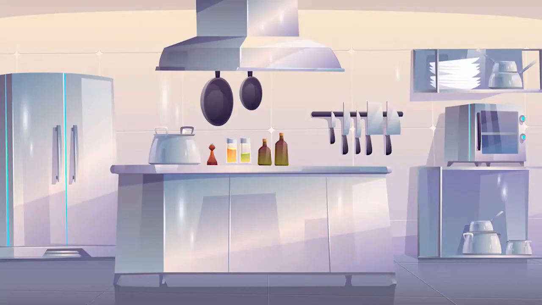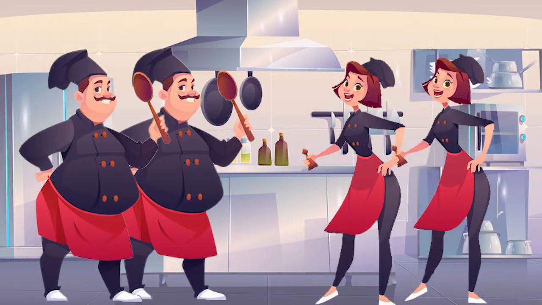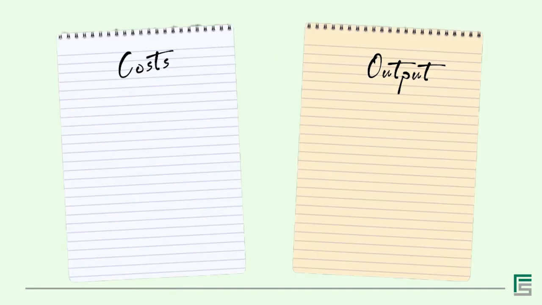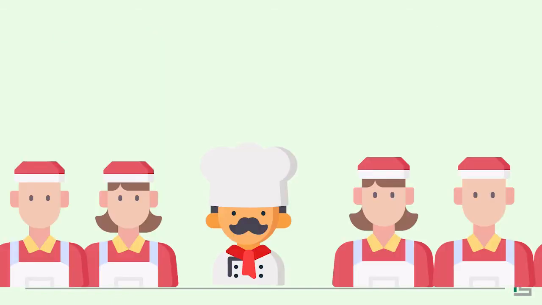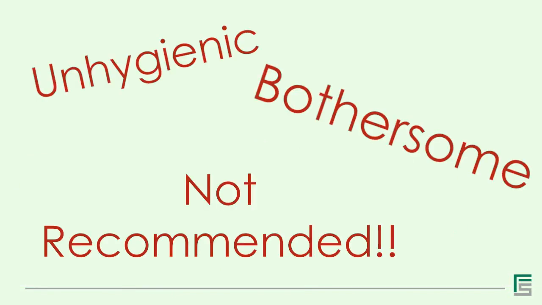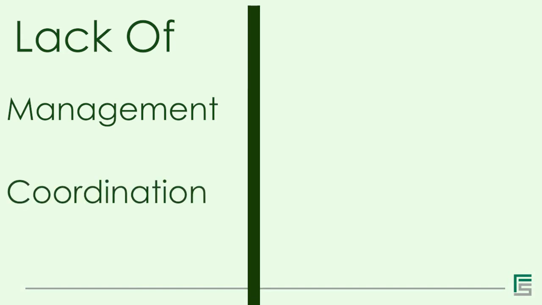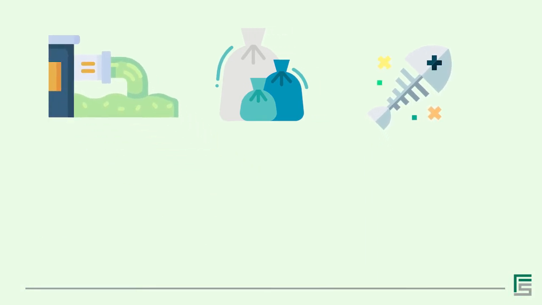This lowers operational efficiency. In Gingerbread Bakery's small kitchen, a higher number of chefs will literally get in each other's way, making it harder to produce the same level of output per hour. This increases costs and decreases output. Imagine working in a place where you have to constantly bump into someone. Unhygienic, bothersome, not recommended. Lack of proper management and coordination can cause a higher level of operational waste. This wastes resources, thus reducing overall productivity and efficiency.